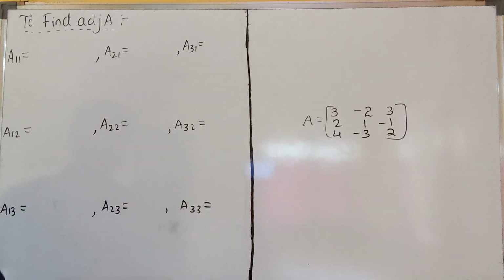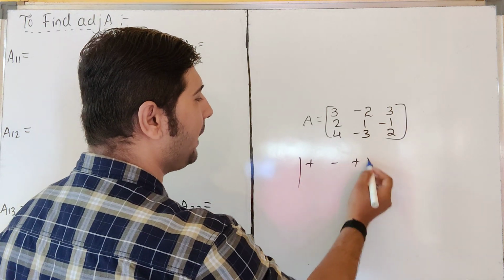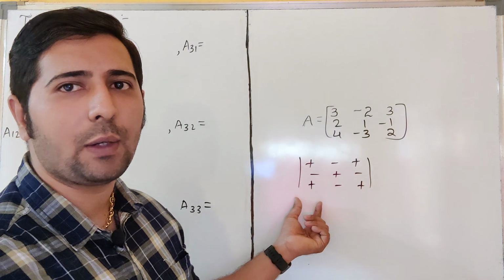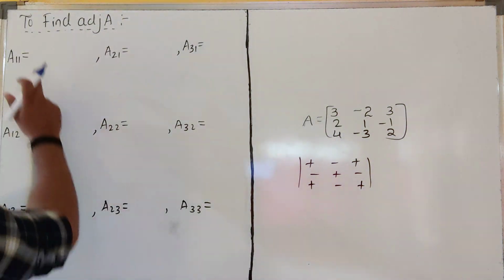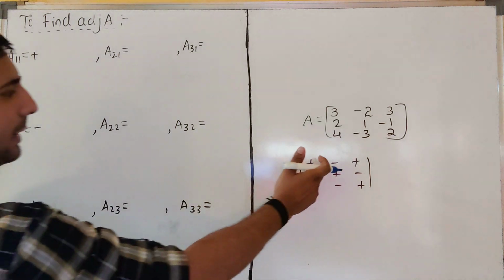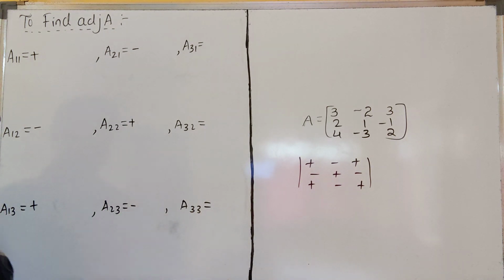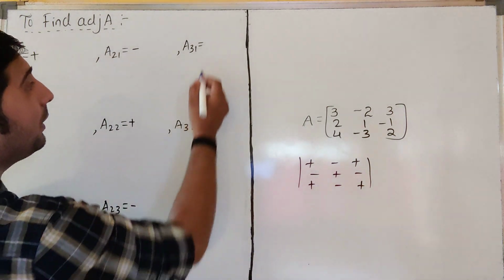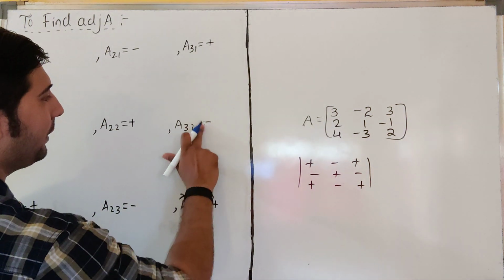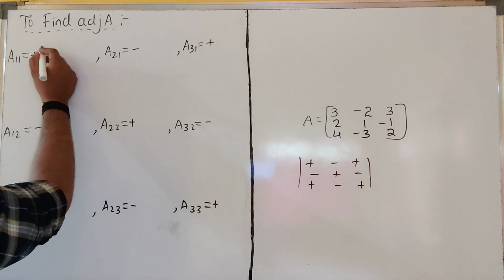Just now we have written the signs in determinants: plus, minus, plus, minus, plus, minus, plus, minus, plus. The same thing you have to write here. Plus, minus, plus you write here. Plus, minus, plus. Next is minus, plus, minus, plus, minus. Next is plus, minus, plus, dear students. Clear? So now, write determinants.